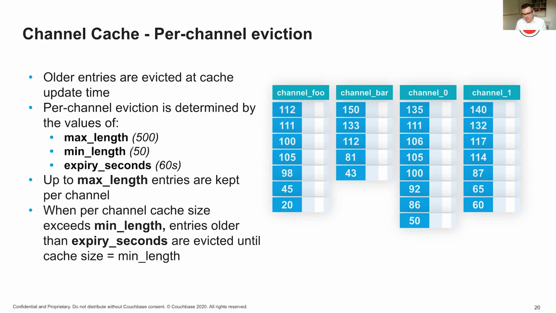I think a common cache configuration that many customers use is to just determine, okay, how many entries do I actually want to retain for a given channel, and just set max length and min length to that value. So under that configuration, your max length and min length is really just how many entries am I going to store in this channel before I start evicting them?